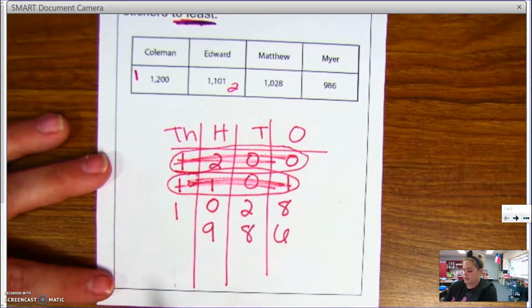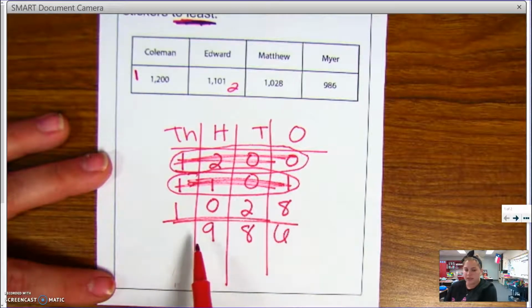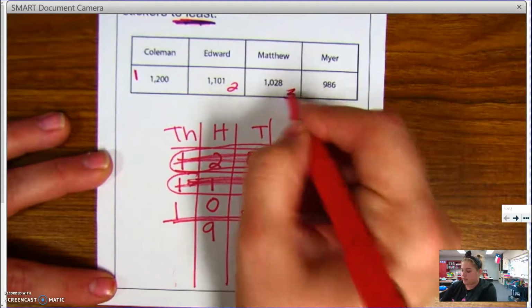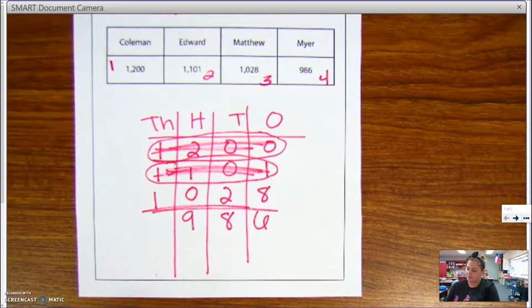Now I move on again. I have 1,028 and 986. I automatically know this number is bigger because there is no thousands in the next number. And then my last number for Meyer.